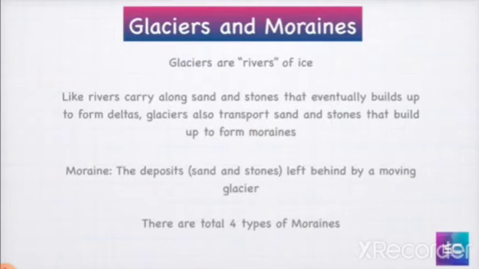Like rivers carry along sand and stones that eventually build up to form deltas, glaciers also transport sand and stones that build up to form moraine. Moraine is the deposits of sand and stone left behind by the moving glacier. There are a total of 4 types of moraines.